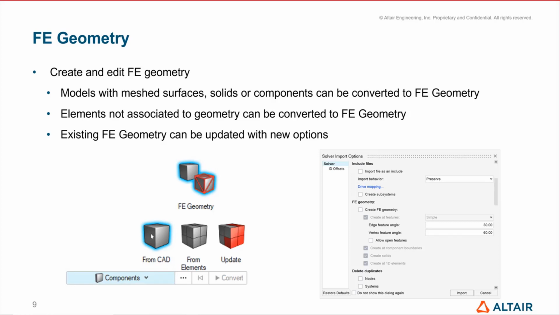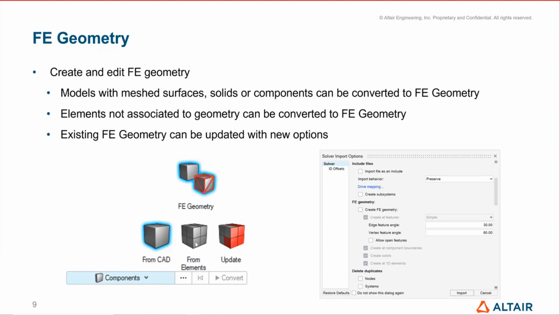The first option is if you want to convert CAD associated mesh to FE geometry. In case there is a need for you to convert any CAD associated mesh to FE geometry in your workflow, you can use the first option, from CAD. I suggest not to use it in all cases. Use it only when it is required.